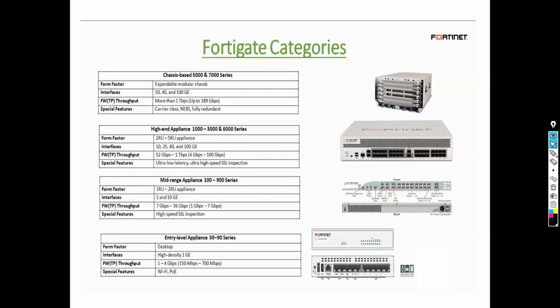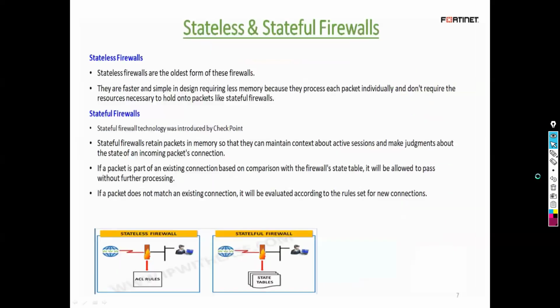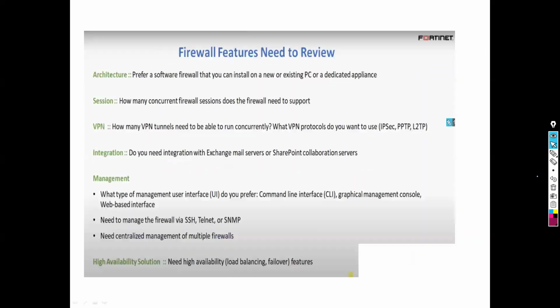here we have entry-level firewall boxes. Entry-level appliances are the Fortinet 30 to 90 series firewall devices. Mid-range is the 100 to 900 series firewall devices. We have high-end appliances, 1000, 3000, 6000 series. So my point is, if I'm working in a big network, I cannot go with an entry-level firewall device. I need to go with a mid-range or high-end appliance.